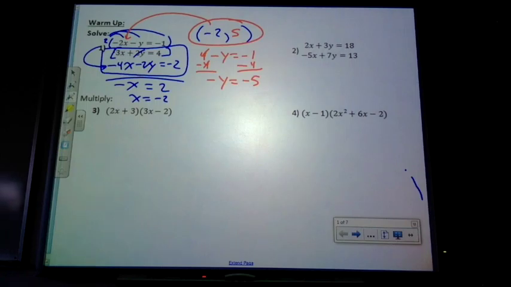All right? Wait, so is it going to be a positive 5? Yeah, because negative y equals negative 5. So you multiply both sides by negative. Okay, cool. Sweet. All right.